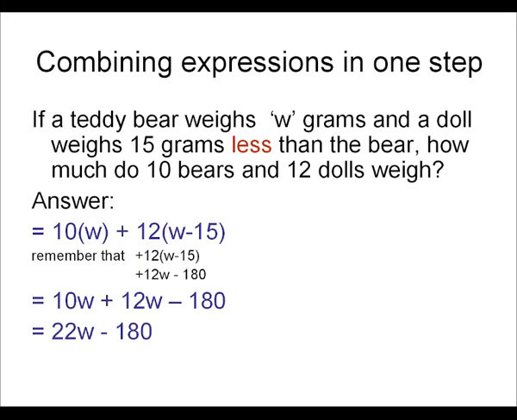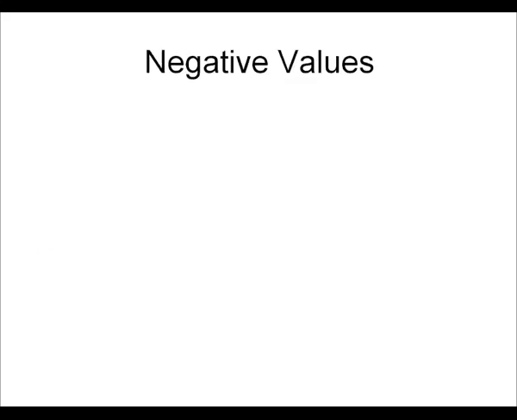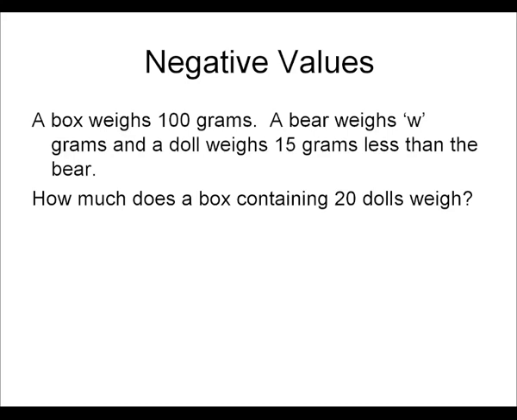Then on the next line, we find out that 10 times W is 10W, and 12 times the expression for the weight of the doll is 12W minus 180. And we combine that together because we know that when we have the same variable, meaning the same thing, we can combine them. We have 10W plus 12W gives us 22W minus 180. Now we're going to have a look at what happens when we get negative values, because sometimes we get negative values in an expression.